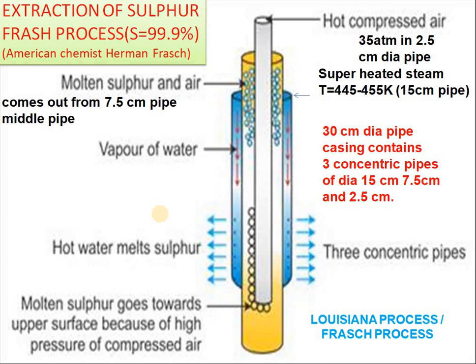And you must be aware that the sulfur bed might be reaching up to 125 feet down into the earth. So it's very difficult to extract and purify sulfur with the normal procedure. So in this Frasch process, what we are going to do is take a 30 centimeter diameter pipeline and insert it into the sulfur bed.